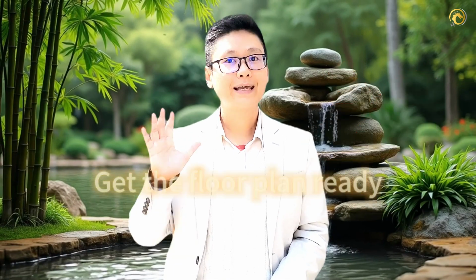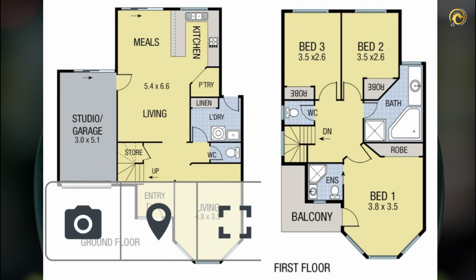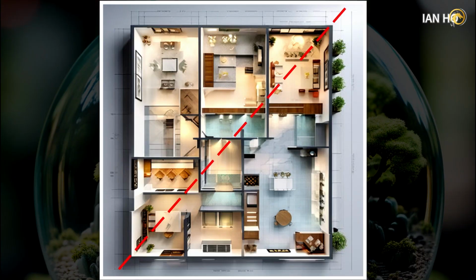Step 5. Get the floor plan ready. It has to be an accurate floor plan. Even if you draw it by hand, the ratio must be accurate. And step number 6 is to find out the central point of the floor plan.